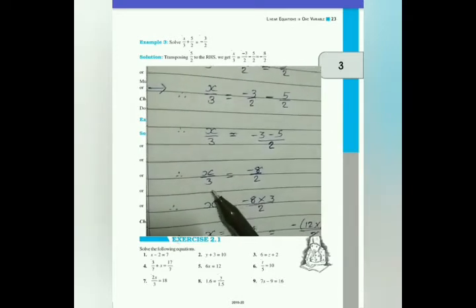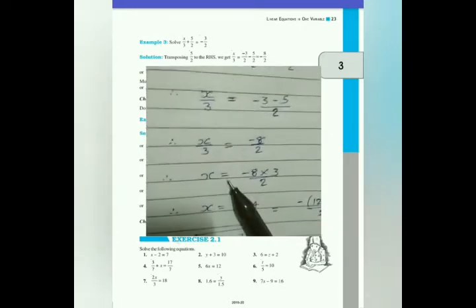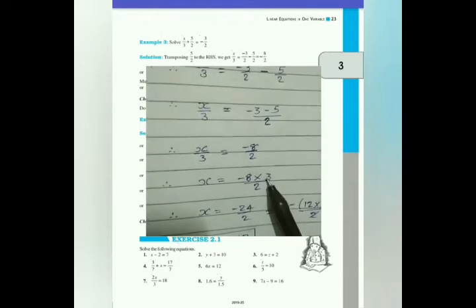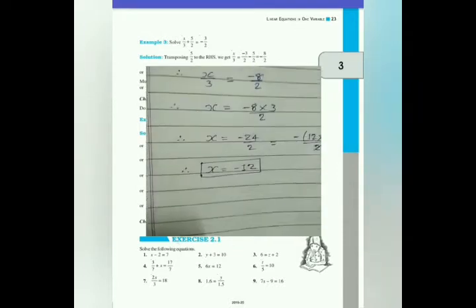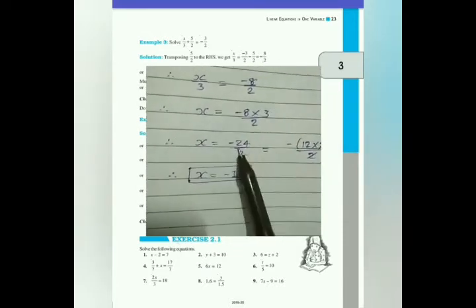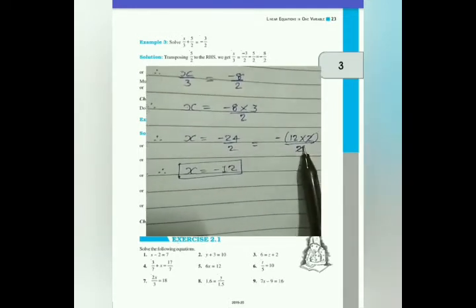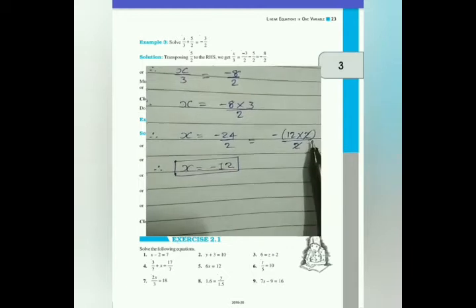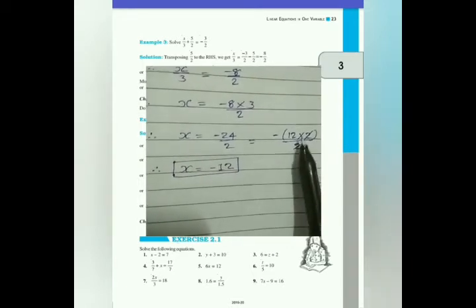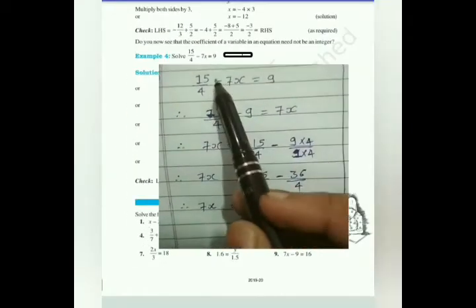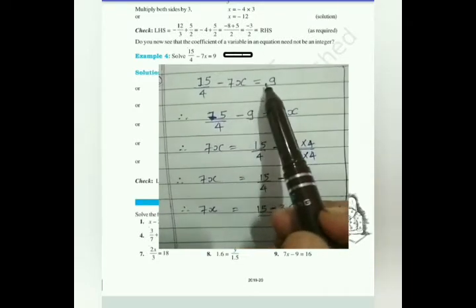Now we take 3 to our right hand side. So x is equal to minus 8 multiplied by 3 by 2. Here 8 3s are 24, so x is equal to minus 24 by 2. We know that 12 2s are 24, so numerator and denominator both have a 2. So we cancel 2, and our answer becomes x is equal to minus 12.